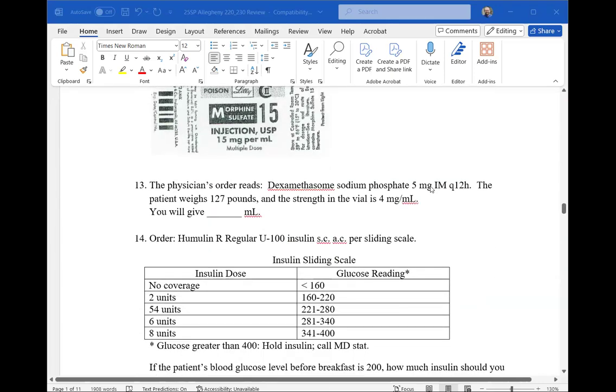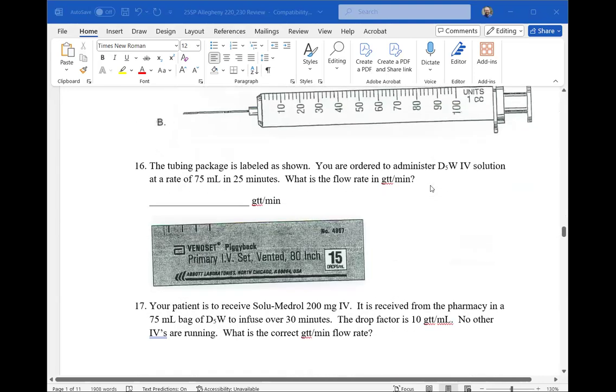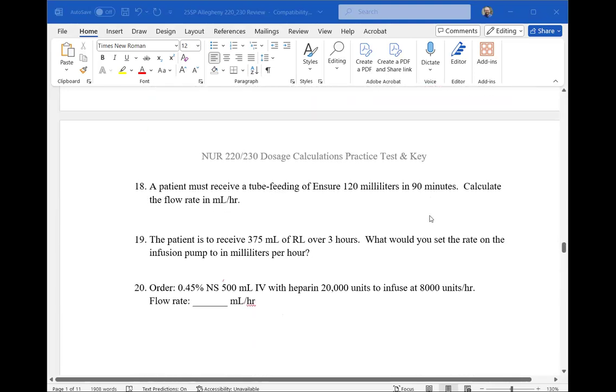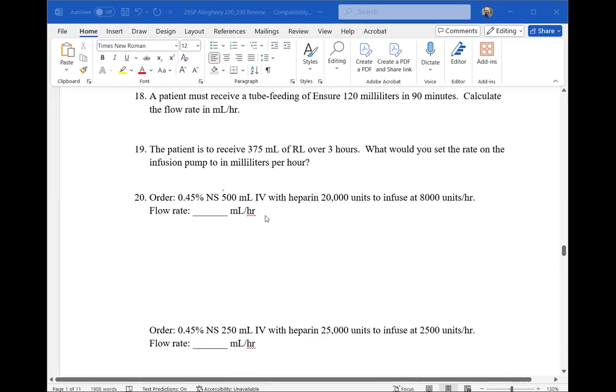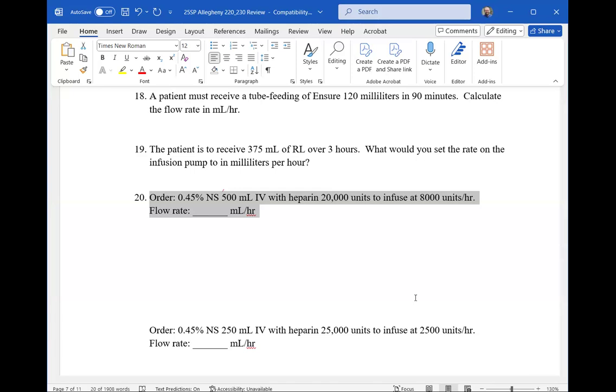And before I answer any of the heparin protocol questions, I wanted to first talk about, I think I have it here. Here we go. So this question here, number 20, is going to be a really good question to set the stage for what you're going to be doing, at least in the infusion rate portion of heparin. So what it's asking you to do here is convert units per hour to milliliters per hour. Okay. And then it's asking you to use your IV information in order to figure that out.